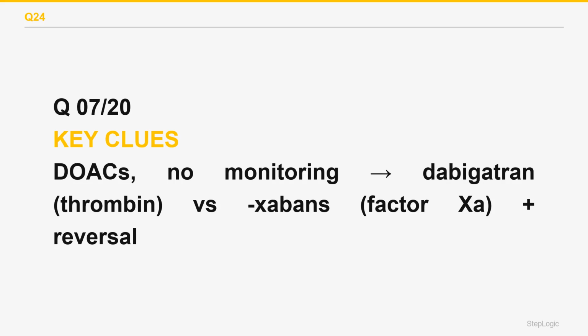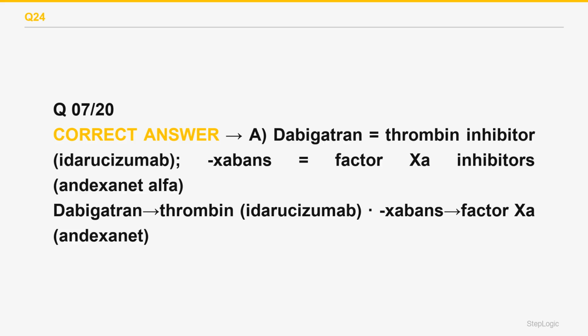The direct oral anticoagulants, DOACs, fall into two mechanistic groups. Dabigatran is a direct thrombin, factor IIa, inhibitor. Its specific reversal agent is idarucizumab, a monoclonal antibody fragment. The xaban drugs, rivaroxaban, apixaban, edoxaban, are direct factor Xa inhibitors. The name xaban embeds the target. Their reversal agent is andexanet alpha, a decoy factor Xa. Unlike warfarin, DOACs have predictable pharmacokinetics and do not require routine coagulation monitoring, no INR checks. The correct answer is A.